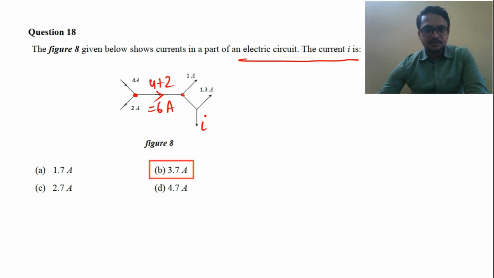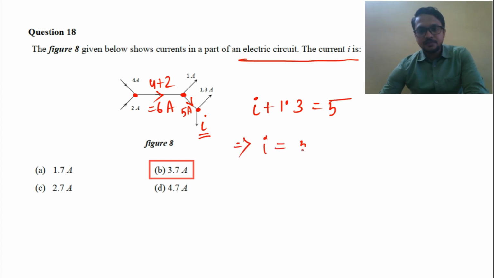Now come to this junction. Here 1 ampere is going in this way, so the remaining part will come through this. Through this part current will be 5 ampere. Now come to this final junction. Here 1.3 is going in this direction and remaining part will go through this part, that is I. That means I plus 1.3 will be the entire current 5, because 5 is coming to this junction. So I will be 5 minus 1.3. So we are getting 3.7 ampere.